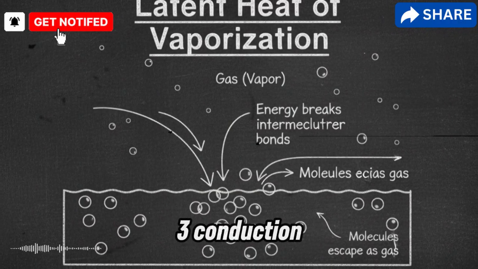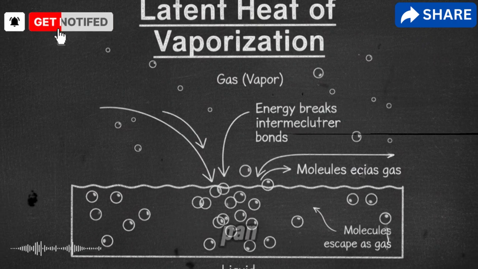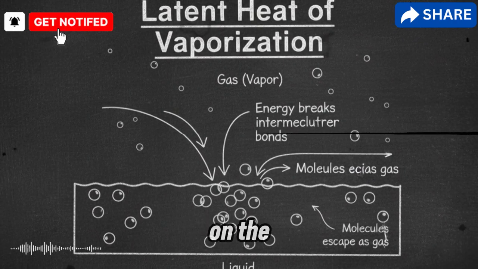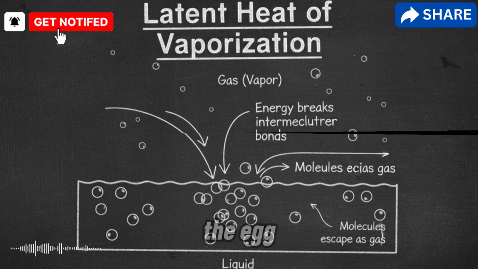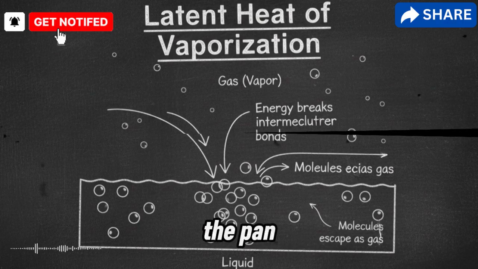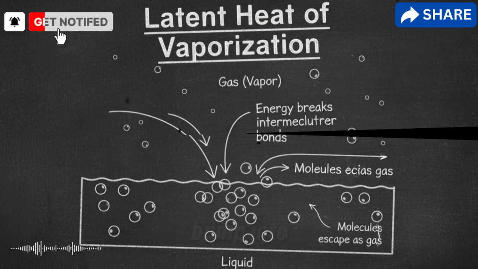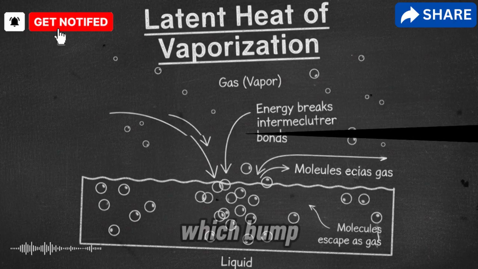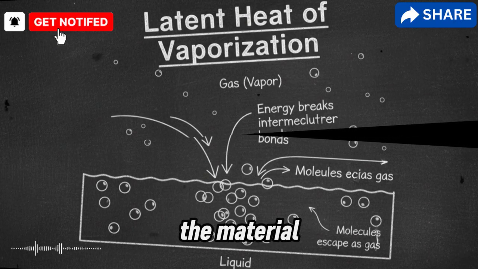3. Conduction. Passing energy hand to hand. Imagine frying an egg in a pan. You put the pan on the stove. The flame heats the metal pan. Then the pan heats the egg. But how? The metal atoms in the pan start vibrating faster as they gain energy. Those vibrations bump into neighboring atoms, which bump into others, and the energy slowly moves through the material.